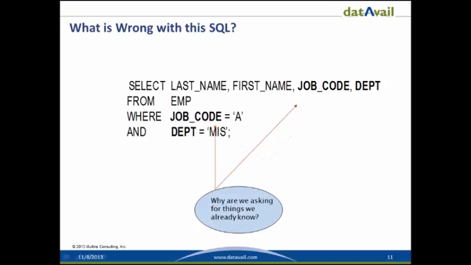Why are we asking for things we already know? Job code equals A. So why is job code in the select list? It's never going to be anything but A. We just told DB2 to only give us A. So if we know that, why make DB2 bring it from disk into the program? Same goes with the department. It's equal to MIS. It's not going to be equal to anything else because that's what we put in the where clause. I see this type of thing all the time.